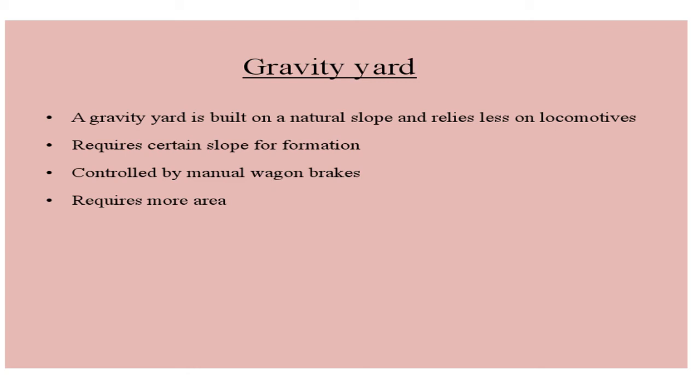But if you want to make them fall, if you want to get them connected into a single train, then if it is on a higher slope, what you can do? You can make them fall freely. Okay, so you'll have some manual brakes over there in the wagons. They can be controlled by that. For this, you have to put the yard on a certain slope, but this requires more area. Okay, so this is gravity yard.